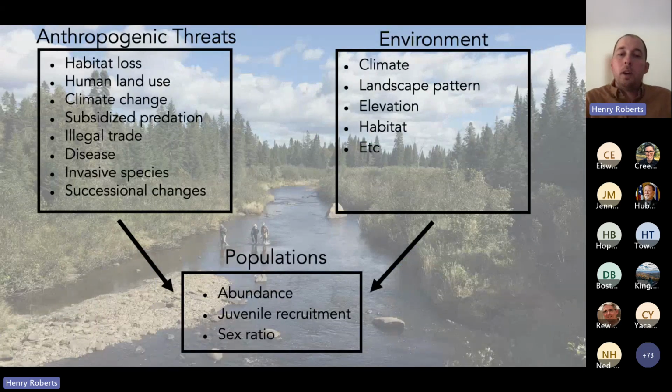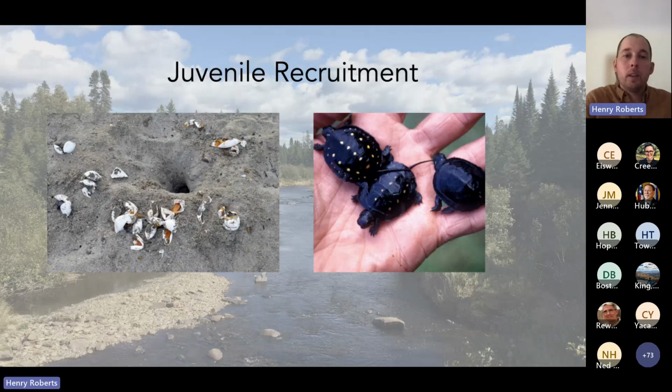So moving on to juvenile recruitment. I'm not going to focus on the methods too much, but we're typically most concerned about reproductive adults within populations. But we also really care about juvenile recruitment because, of course, if a population is going to rebound from a threat or respond to a threat positively, it needs to introduce individuals into a population.